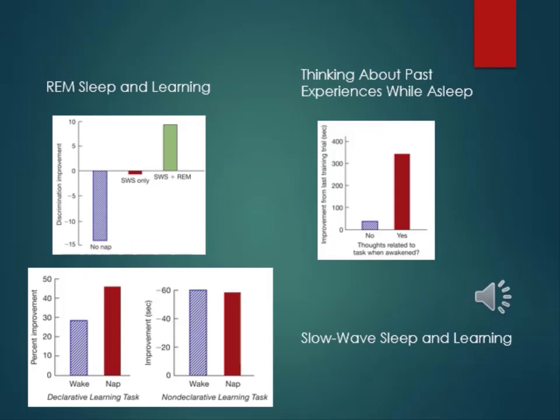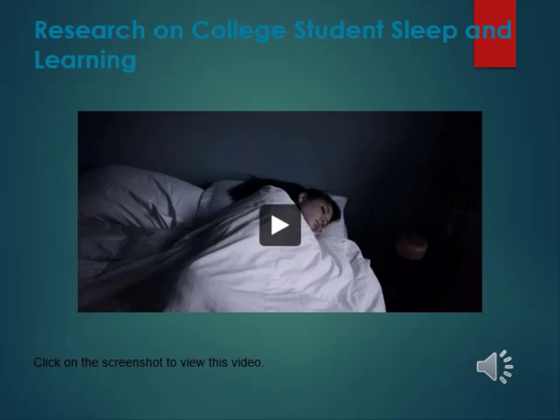And these illustrations pulled from your textbook further illustrate this point, showing that people who stayed awake scored 29, and those who had a nap scored 45, and so on. If you have not already done so, I encourage you to check out the Pearson video on research on college students and how this impacts sleep and learning.